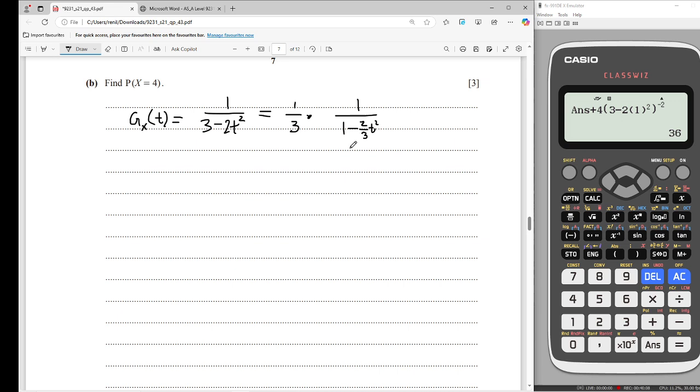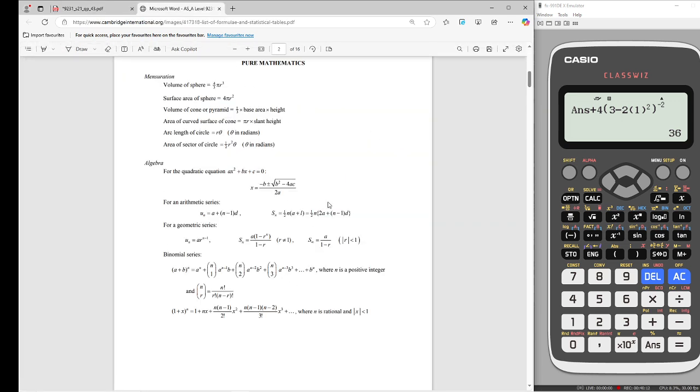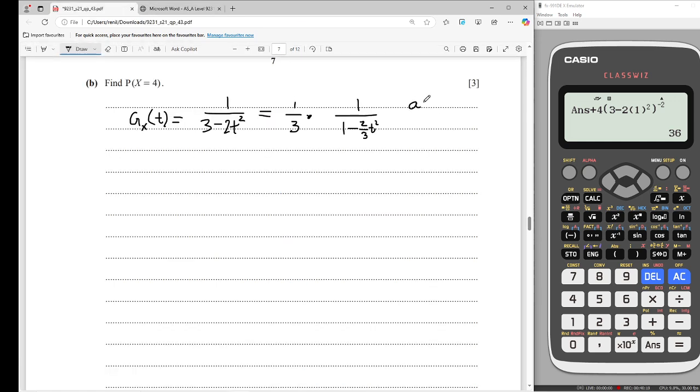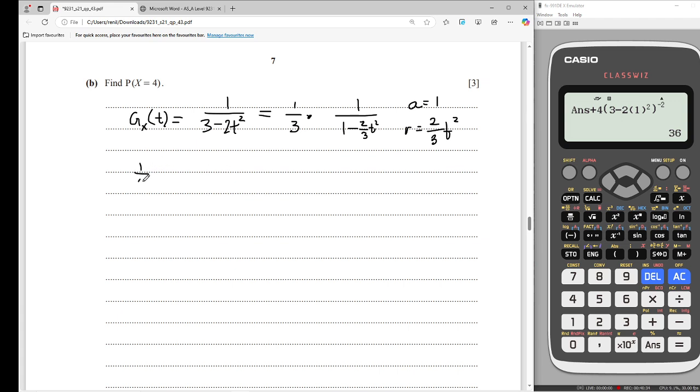Okay, now that we've done that, we factorized out 1 by 3, and now you can see that it looks a lot like our geometric series. 1 divided by 1 minus r, a divided by 1 minus r, where a equals 1, so let's put a equals 1, and r is equal to 2 by 3 t squared. Okay, so we have this for now. So we can simplify 1 by 3, multiply this with. So if we simplify, this is the sum to infinity.